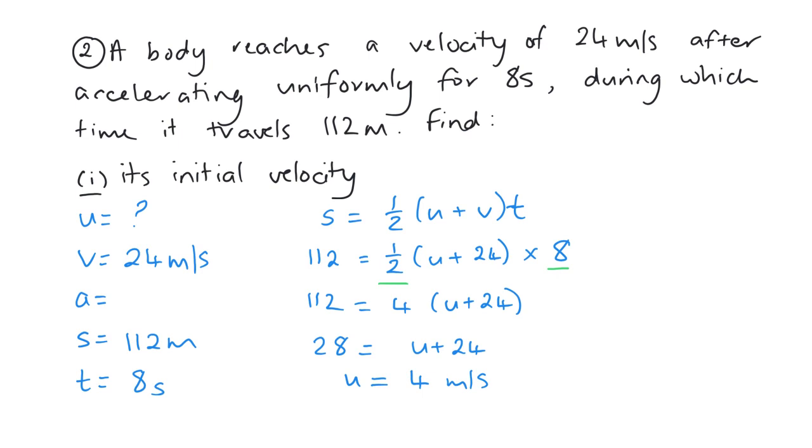And always make sure that your answer makes sense. If something is accelerating up to a velocity of 24, then you'd expect your initial velocity to be less than 24. So if you did something silly and brought the plus 24 over and kept it as plus 24, you'd have an answer greater than 24, so you would know that you've gone wrong. These are practical questions that would happen in real life, so make sure your answer makes sense.